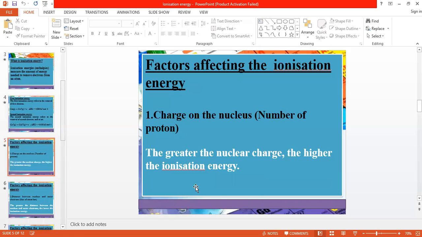Why? See, we study here calcium plus 1 in first ionization energy. Here we study calcium plus 2 in second ionization energy. Understand? Here plus 1, here plus 2. Does the charge increase or decrease? Increase. If the charge increases, what do you think? You need a high amount of energy. The greater the nuclear charge, the higher the ionization energy.